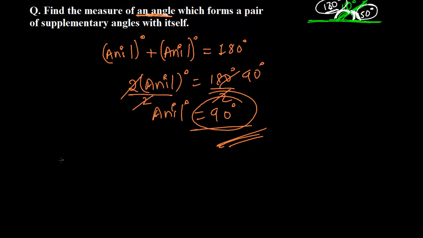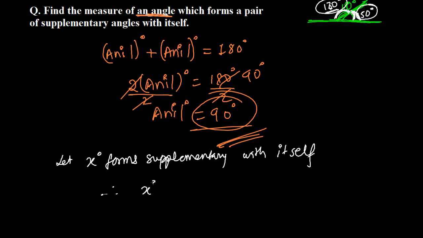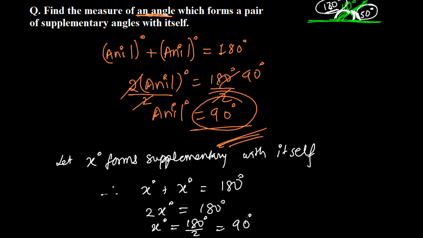You have to do it like this: let x degrees form a supplementary angle with itself. Therefore x degrees plus x degrees equals 180 degrees. So 2x degrees will be 180 degrees. So x degrees will be 180 degrees divided by 2, that is 90 degrees. I hope you understand this question.